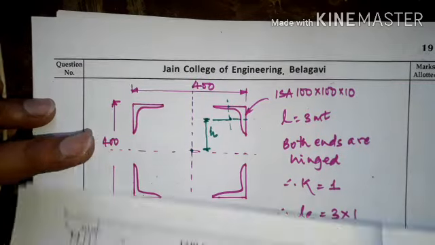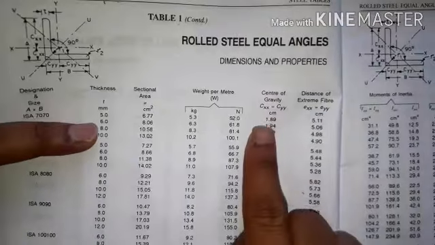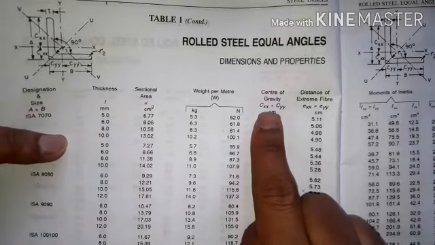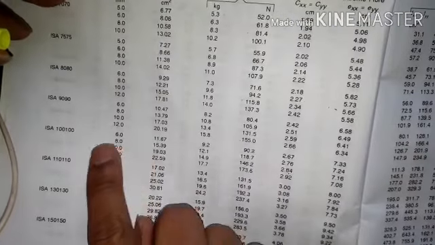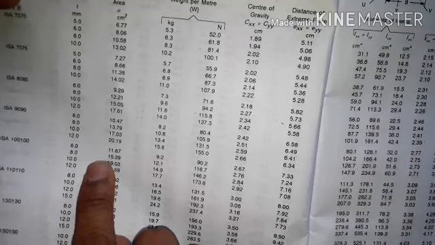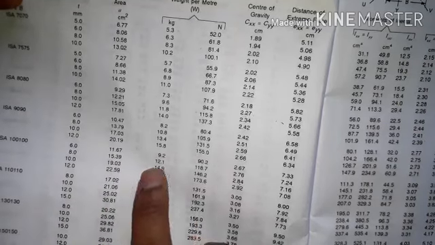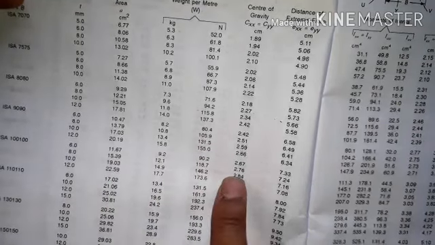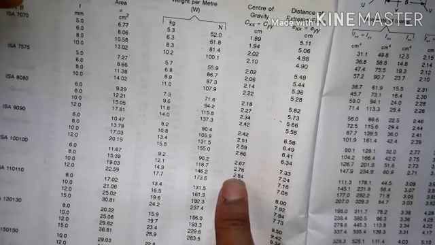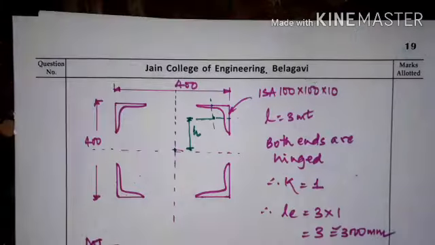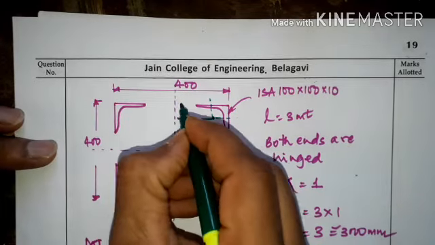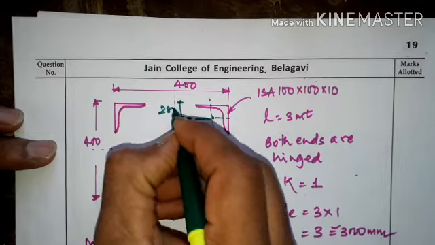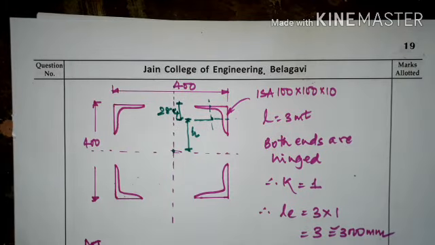That value is nothing but Cxx and Cyy. So you have to refer to these values Cxx and Cyy. For 100 by 100 by 10, the Cxx and Cyy, you can see for 10 we have to go ahead. Yes, this value is Cxx, Cyy, that is 28.4. Okay, this value is 28.4.